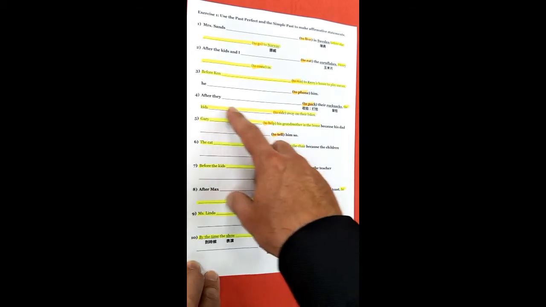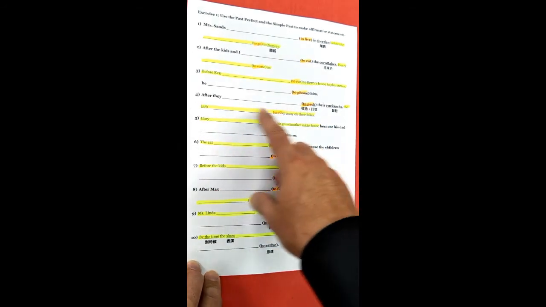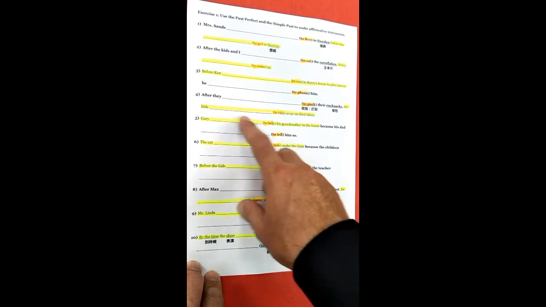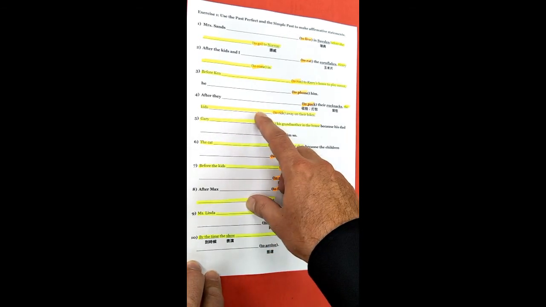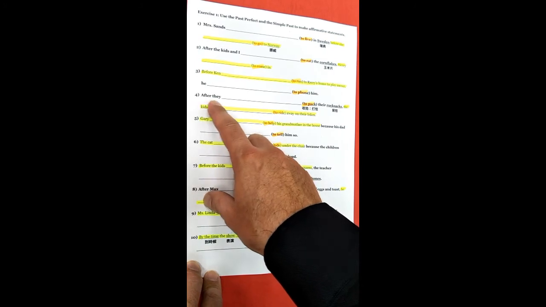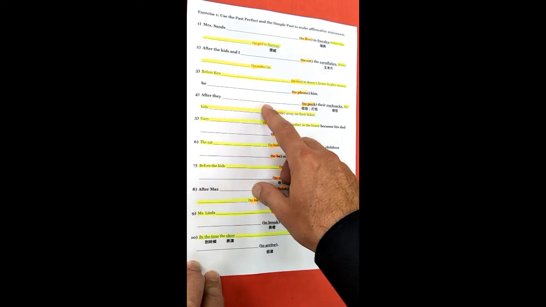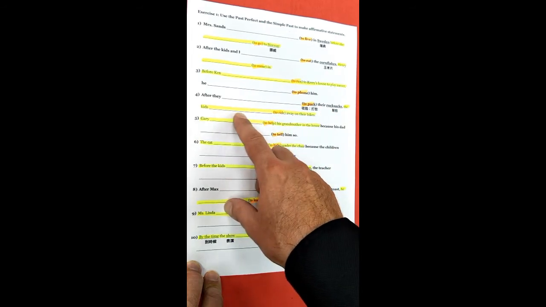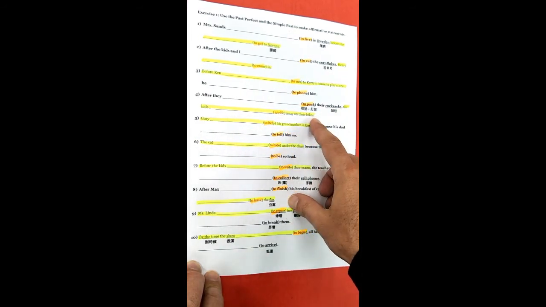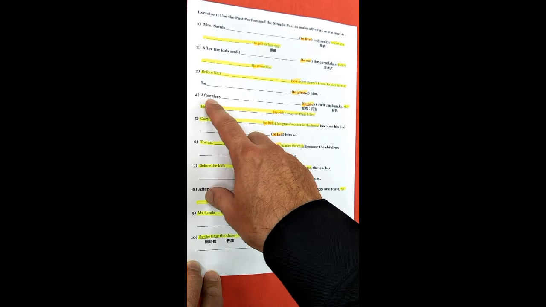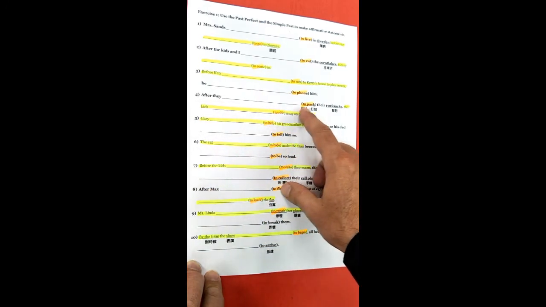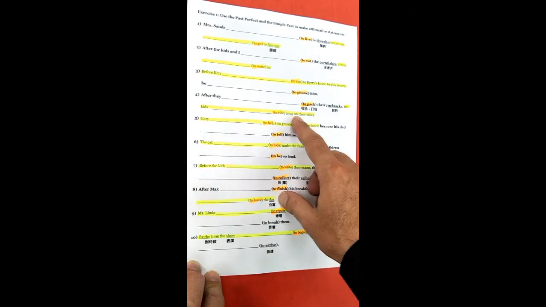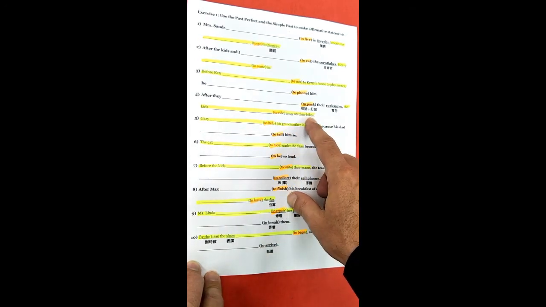Number 4, to pack. Pack, packed, packed. To ride. Ride, rode, ridden. After they had packed their rucksacks, the kids rode away on their bikes.